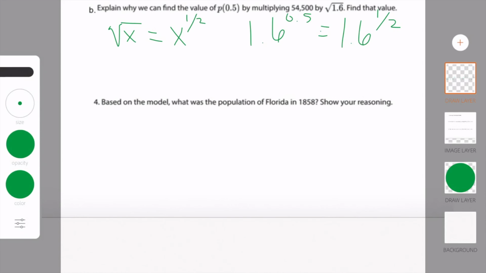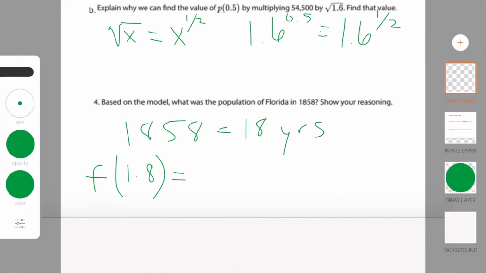Now question 4 is asking for the population in the year 1858. So that is 18 years after 1840, which is the same thing as 1.8 decades. So we just write that number 1.8 into our equation where time would go, right? So that's our exponent. So we have f of 1.8 equals our initial population, 54,500, times our rate of change, 1.6 to the power of 1.8 decades.